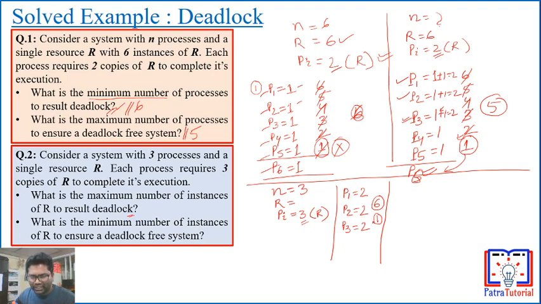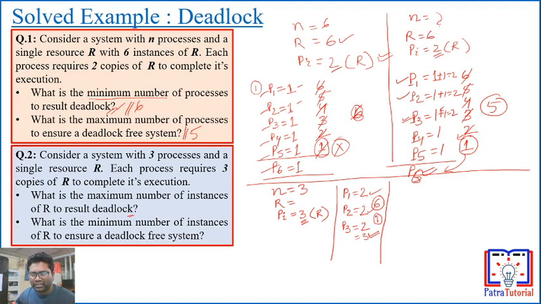But if I allocate this one instance to p1, p2 or p3, what will happen? If I allocate this instance to p3, then it will get 3 instances, and it can complete its execution, because they need a maximum of 3 instances. Once p3 completes its execution, it will release all the resources, and those resources can be allocated to the remaining processes, and they can also complete their execution.